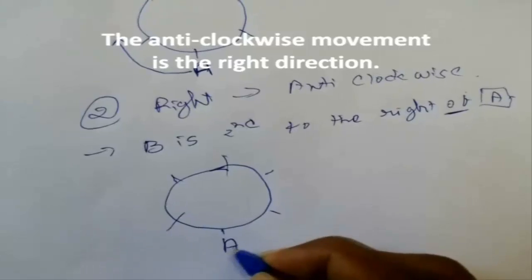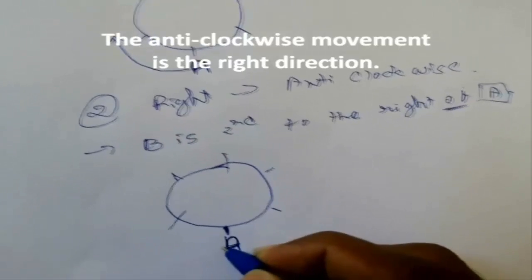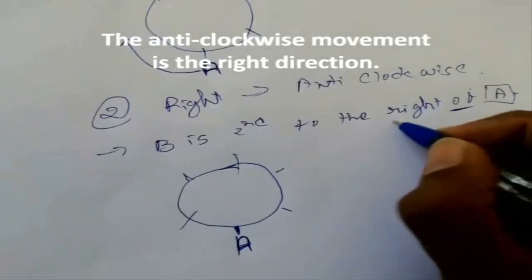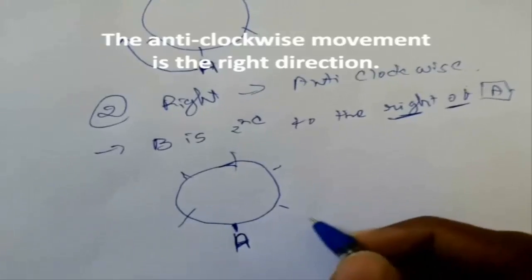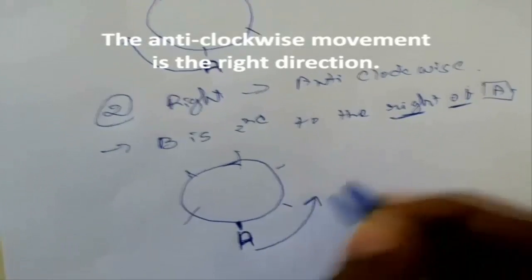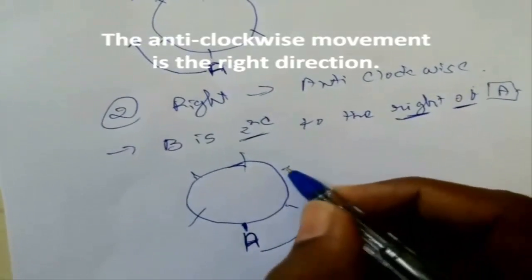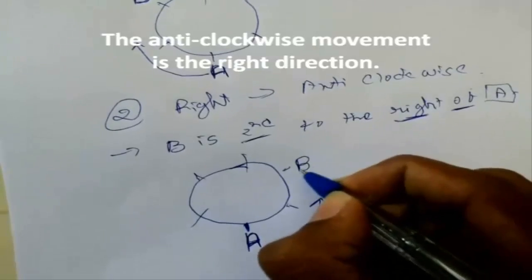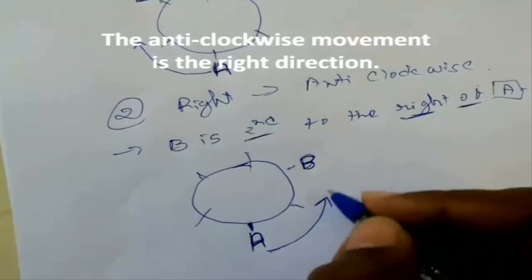So put down A somewhere on the circle, we put it here, and the direction is right, so we will move in an anti-clockwise direction from A. From A, if we move in an anti-clockwise direction to the second place, that is first and second, here it comes. B is second to the right of A.